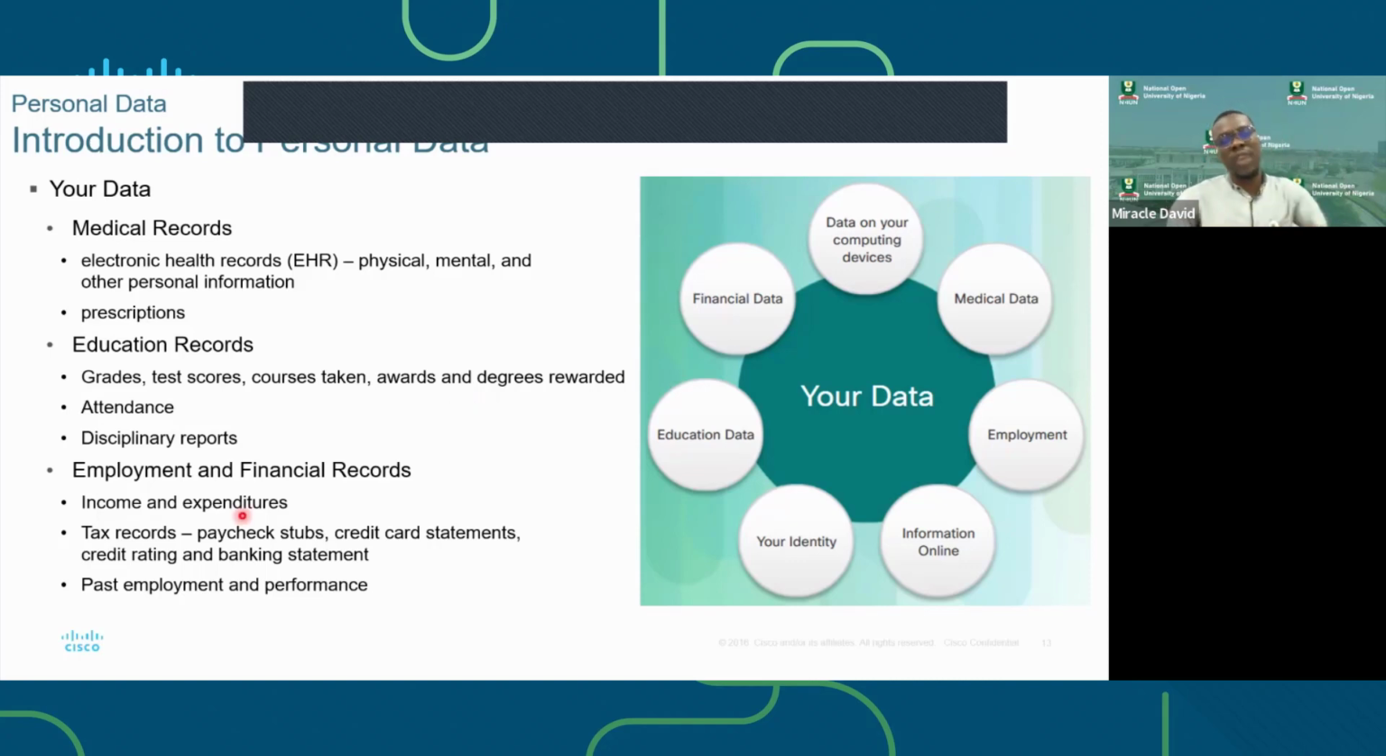And then your employment and financial record. This is very self-explanatory: where you work and the kind of work that you do, the money that you receive, your information with your bank, how much you have, how many banks you bank with, and all of that. That is also a record. Now, all these things together constitute your data.